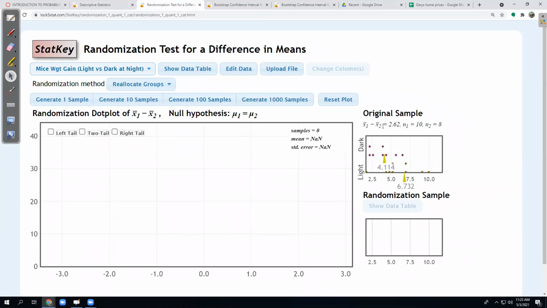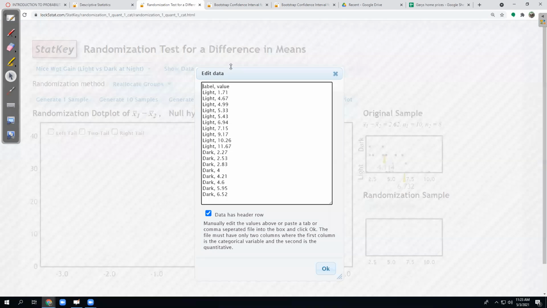And the order that these are subtracted here depends on how the data is input. So the light mice data came first. So that's their X bar 1, and the dark came second. So that's their X bar 2. So it's always the first group minus the second group when the data was put in. If you wanted to switch that, you'd have to change the order. And these do have to be sorted, otherwise StatKey gets all messed up.